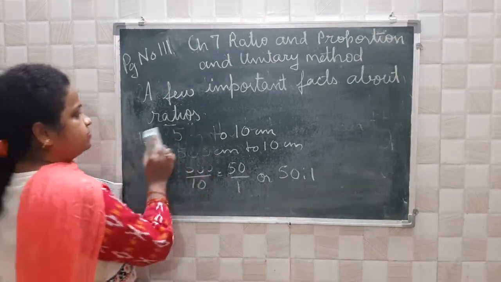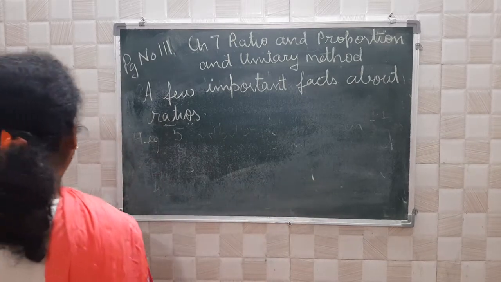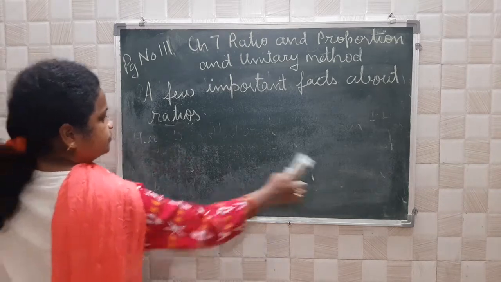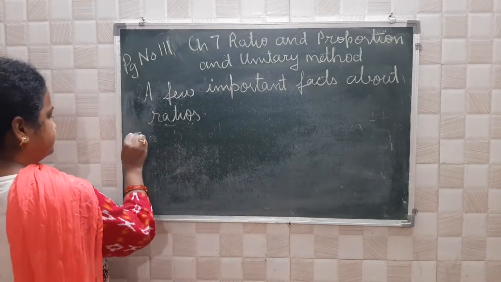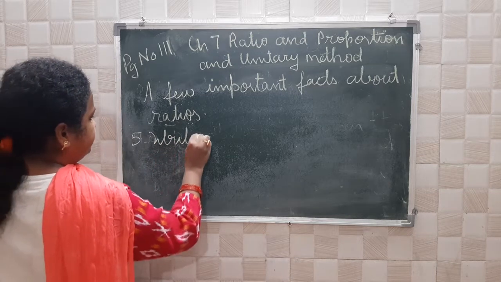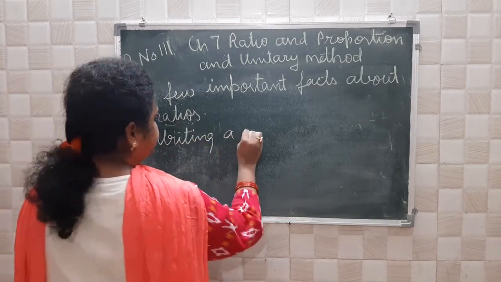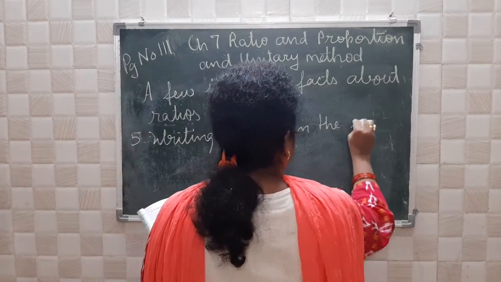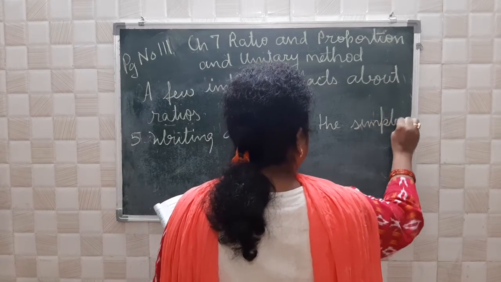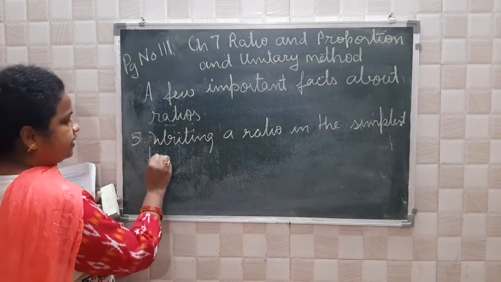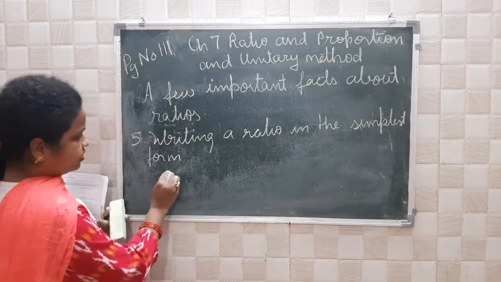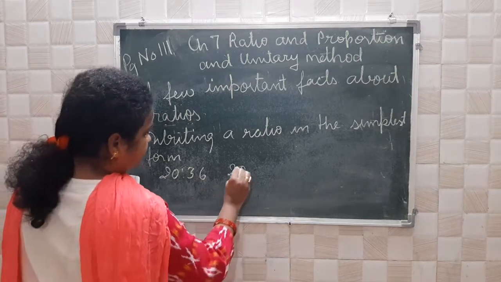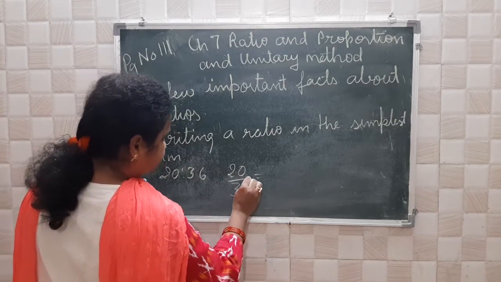Correct? Now comes to the fifth point: writing a ratio in the simplest form. So how will you write a ratio in the simplest form? Suppose you are having 20 is to 36. Firstly you will write it in fraction and then reduce it to the lowest term.